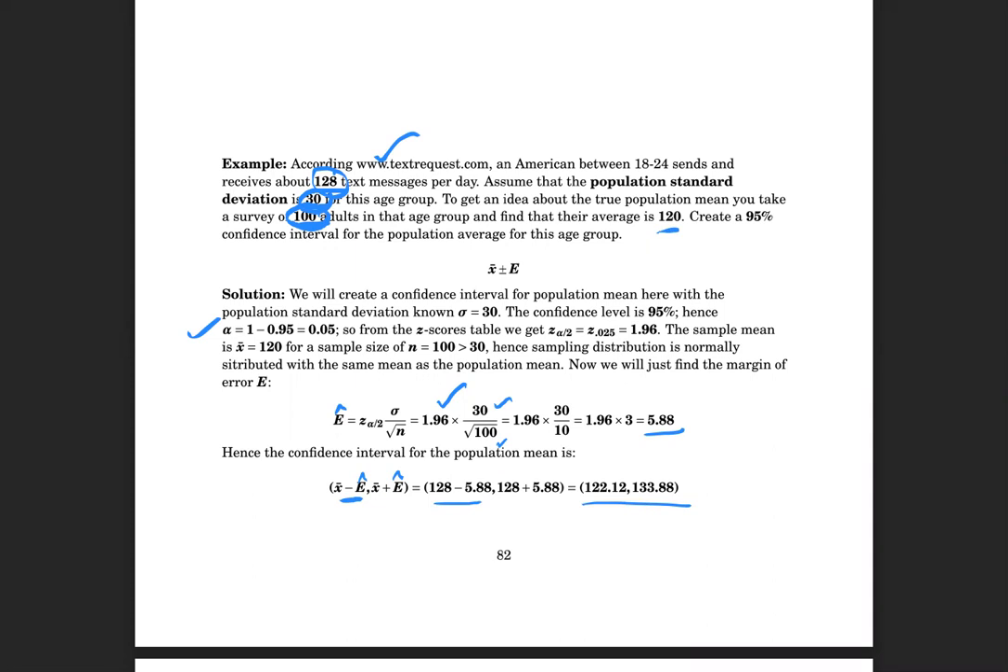Okay. And this confidence interval does contain the number you got from www.textrequest.com, which is 128. 128 is in here. Okay, so you'll say people in your city probably conform with the national trend, meaning that they probably kind of text as much as other people do in the nation.